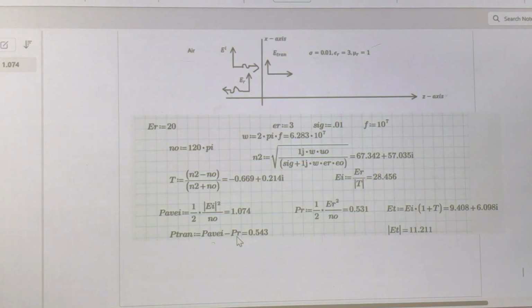Or you could take 1/2 the magnitude of the transmitted electric field squared over the magnitude of eta 2 times the cosine of the angle associated with eta 2. And the answers are identical. You can do it either way. It's easier if you got P incident and P reflected, just subtract.